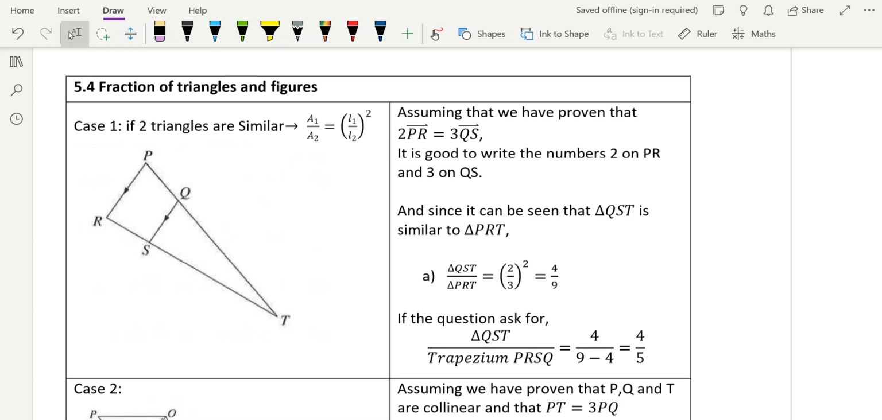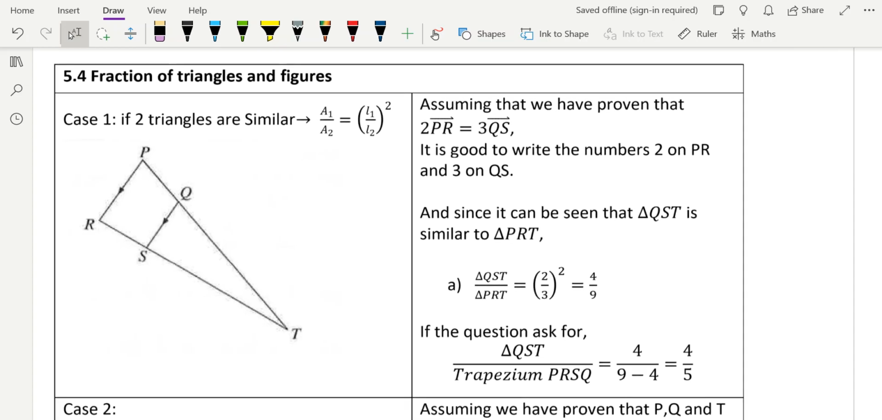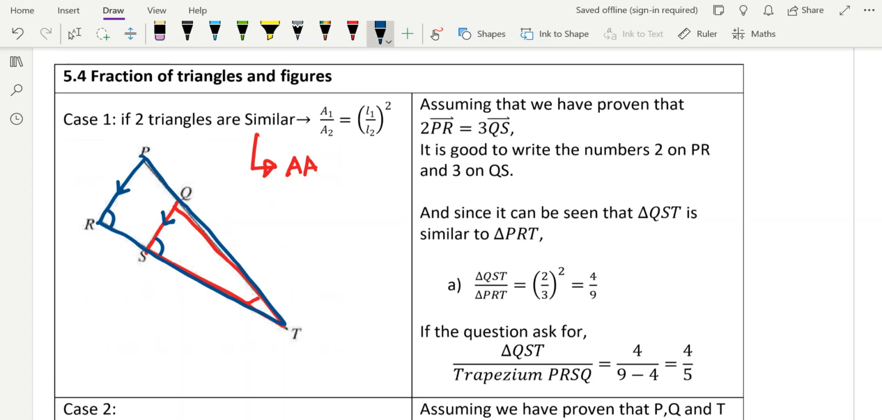And we come to the last part in terms of concept. Very common in the last part of vectors questions, they will ask you to find the fraction of triangles and figures. It can be broken down into three cases. The first case is to see if the two triangles are similar. Remember, the easiest proof for similarity is AA. In this figure, this angle is the same common angle for the red triangle as well as the blue triangle. Because they already say that this and this are parallel, this angle and this angle are equal because of corresponding angles.